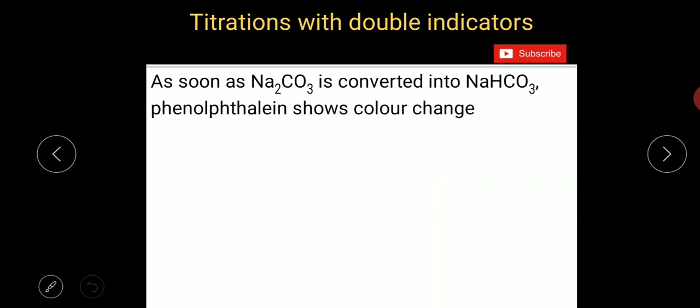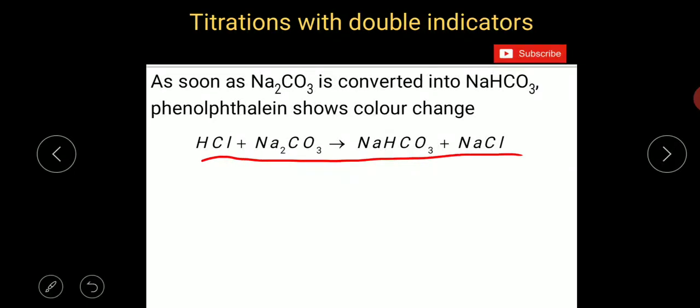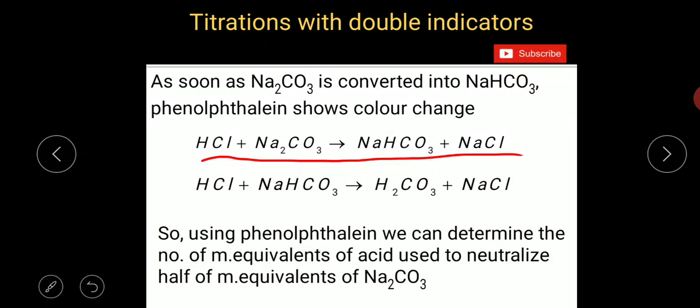As soon as sodium carbonate is converted into sodium bicarbonate, phenolphthalein shows color change. So, only in this reaction phenolphthalein shows color change, not in the second step of the reaction. Using phenolphthalein we can determine the number of milliequivalents of acid consumed to neutralize only half of the milliequivalents of sodium carbonate, because phenolphthalein can indicate the equivalence point of the first step of sodium carbonate neutralization by strong acid HCl.